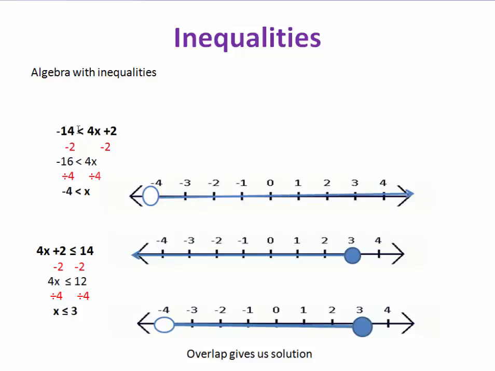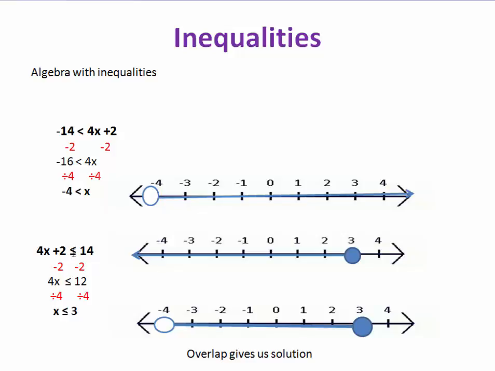Minus 14 is less than 4x plus 2. We're going to get rid of this plus 2 first by subtracting 2 on both sides of the inequality. We get left with 4x on this side, minus 14 minus 2 is minus 16. I want to be left with x by itself, so divide by 4, and divide by 4 on the other side. So this leaves us with x greater than minus 16 divided by 4, which is minus 4, shown here on the number line.